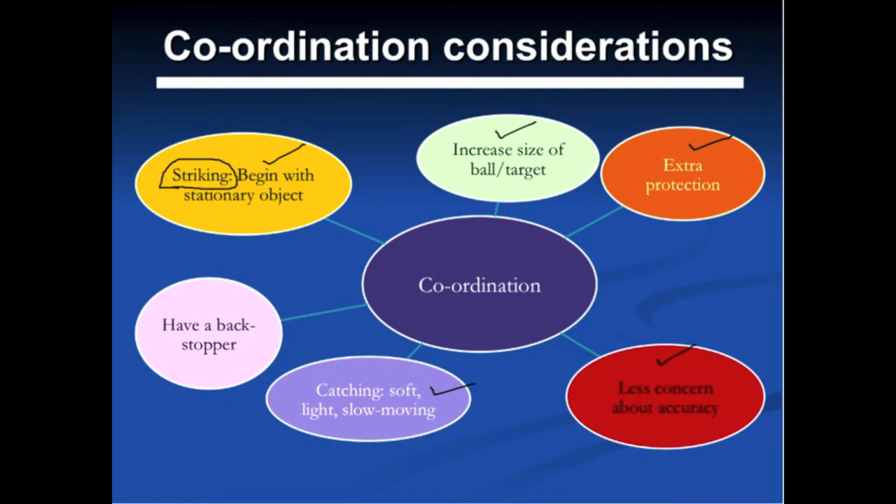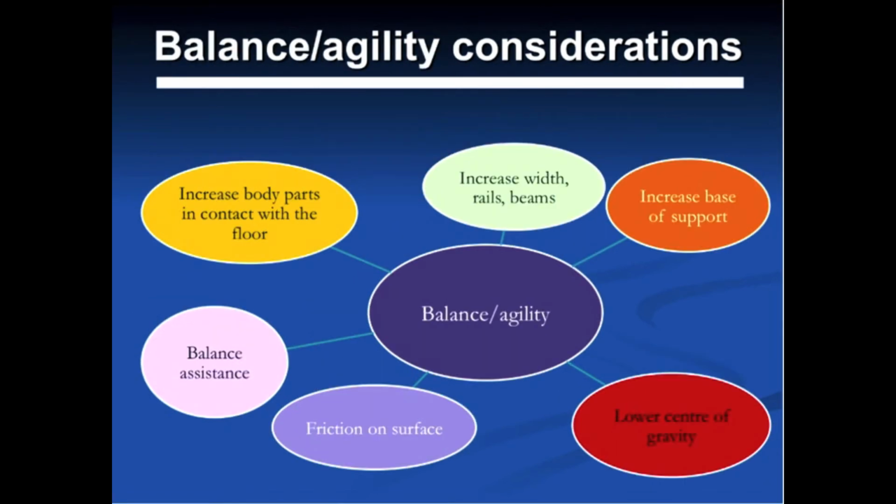So an idea could be something like a balloon, or one of those big blow-up balls that are a little bit slower moving, and then having a backstopper in some of the striking activities as well. Balance and agility considerations, things such as increasing the body parts in contact with the floor, increasing the width of rails and beams, increasing the base of support, lowering the center of gravity, and the friction on the surface. So these are the things that can be modified for balance and agility considerations.